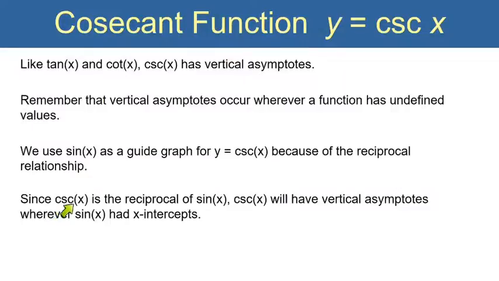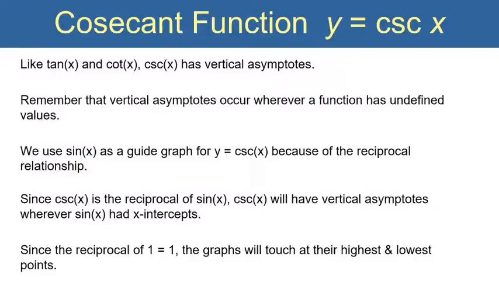Also, because cosecant is a reciprocal of sine, cosecant is going to have vertical asymptotes wherever sine of x had x-intercepts. Also, since the reciprocal of 1 is 1, the graphs will touch at the highest and lowest points. So wherever sine of x had a value of 1, cosecant will also have a value of 1. And on the negative side it works too. Wherever sine had a value of negative 1, cosecant will also have a value of negative 1.